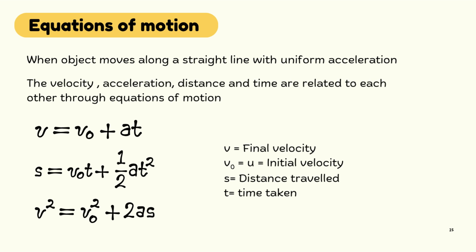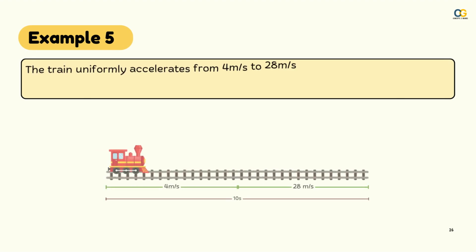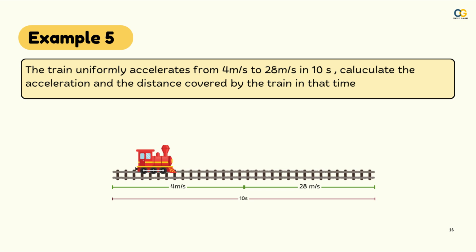You will learn the derivation of these in your higher classes, but for now let us learn how to use these equations to find different values as per the question. The first example: a train uniformly accelerates from 4 meters per second to 28 meters per second in 10 seconds. Calculate the acceleration and distance covered by the train in that time.